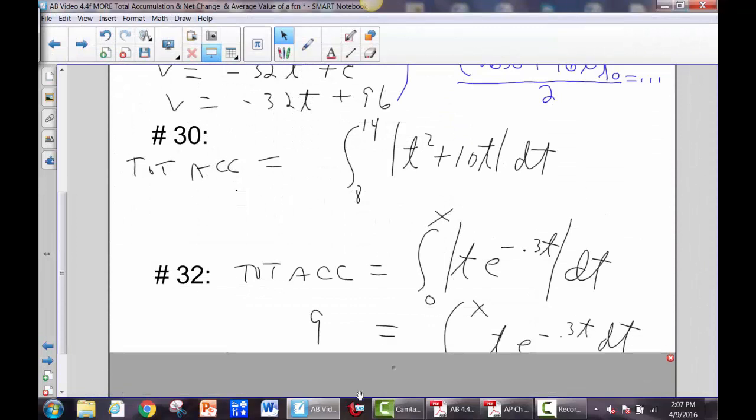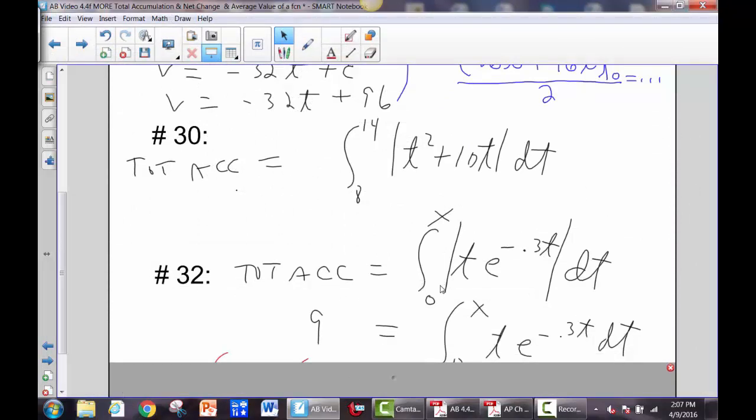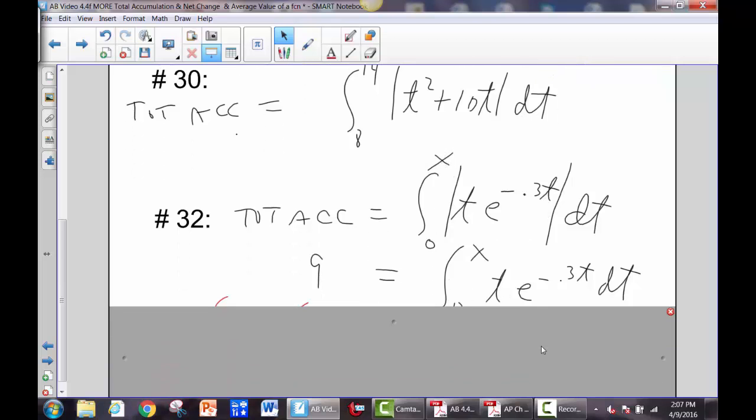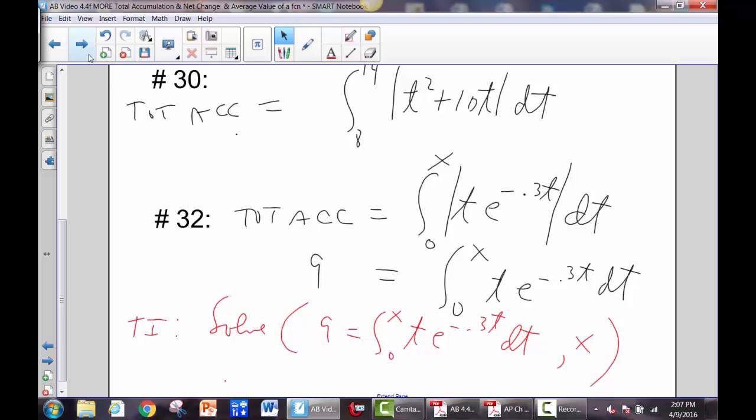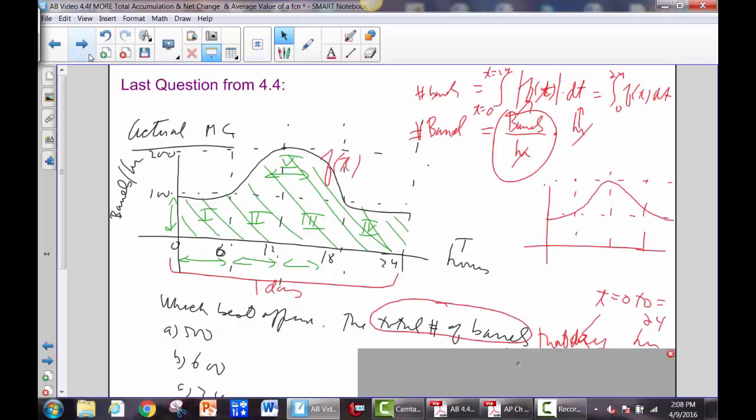The total accumulation, which is 9 tons, is going to be the integral of the absolute value of the rate of change. This is what they gave you, from the beginning of time, t equals 0, till what time? That's the thing we're looking for. How long is it going to take? So you now have this equation. You can actually solve that equation directly on the calculator. Remember, we're trying to solve for x, which is how long it will take, and you'll get the answer that way. Okay, this is the last question from 4.4.